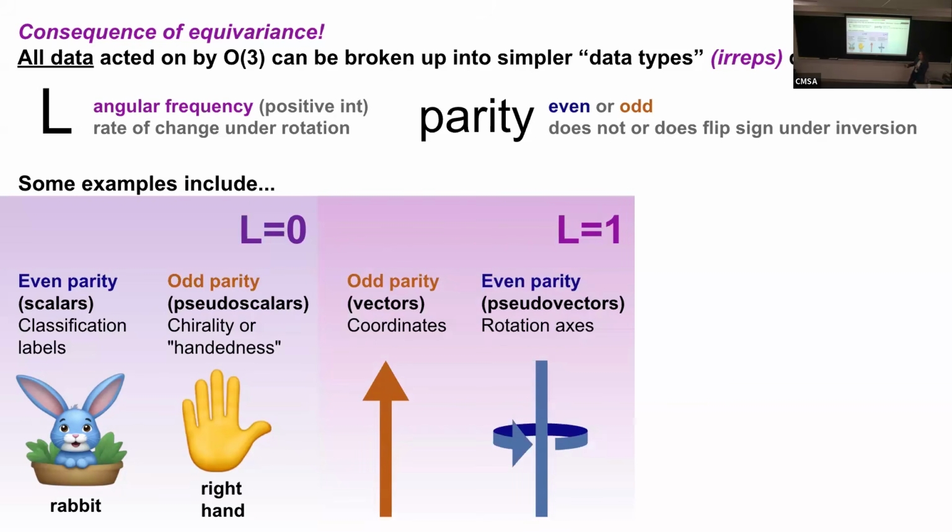Let's go to vectors. So you're familiar with vectors. We use these to describe coordinates. Then there's its even parity neighbor, which is pseudovector. And actually, you are all familiar with pseudovectors. It's the result of a cross product. So if I take x cross y, I get z. If I take negative x cross negative y, I still get z.